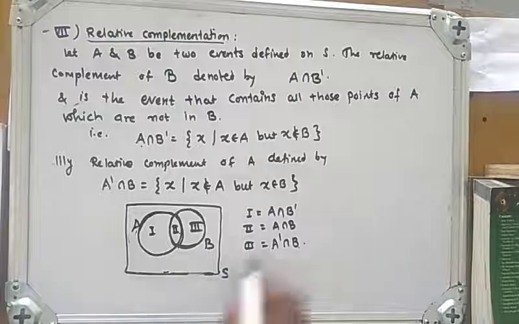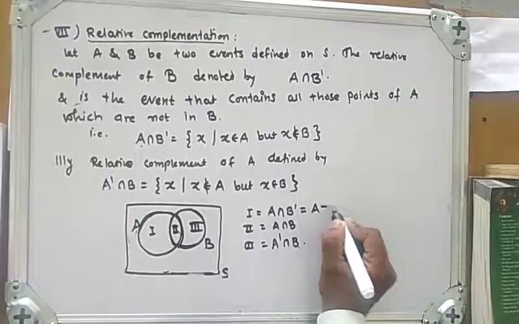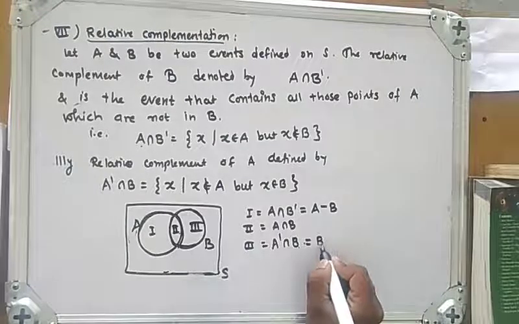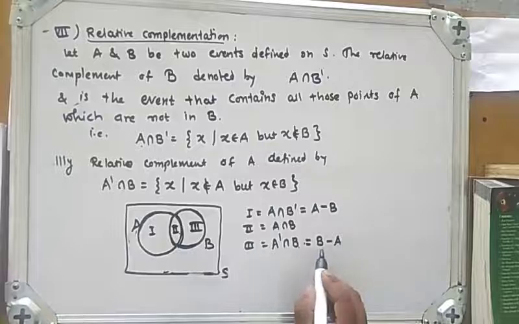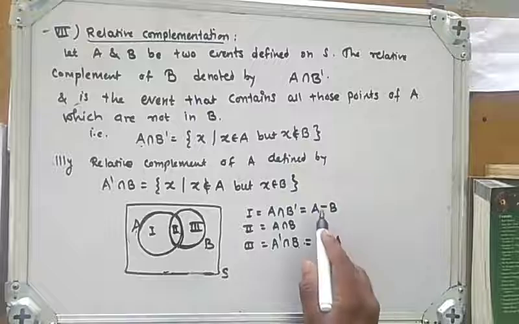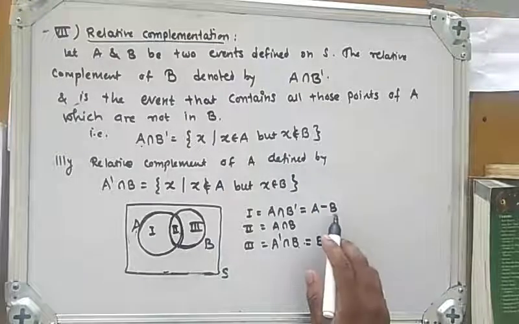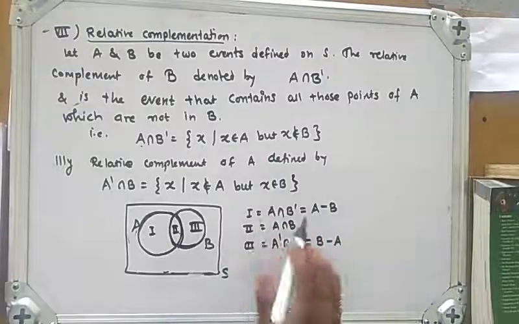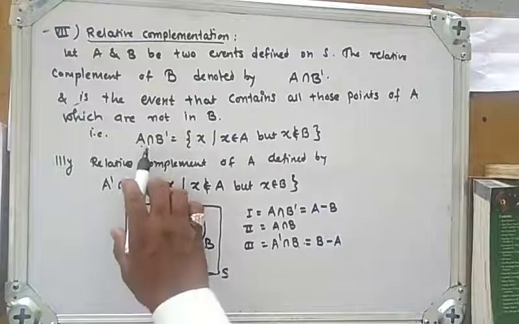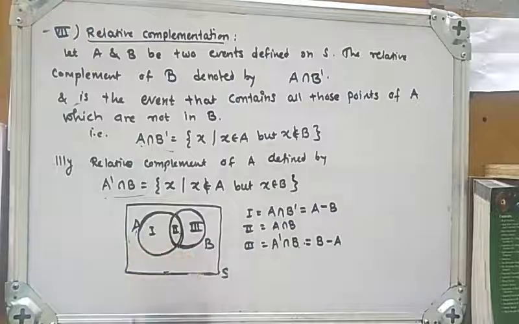A intersection B complement is also denoted by A minus B, and A complement intersection B can be denoted by B minus A, meaning from event B we subtract the elements of A, and from event A we subtract the elements of B. So this is the geometric notation of A complement intersection B and A intersection B complement. This is the relative complement of B, and this is the relative complement of A.